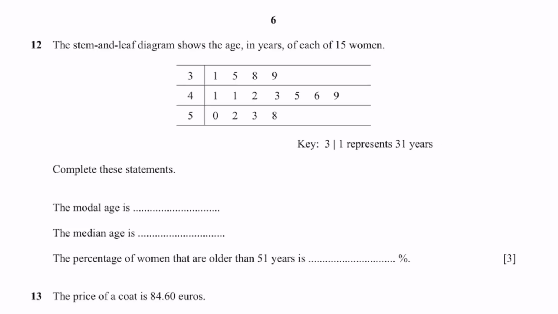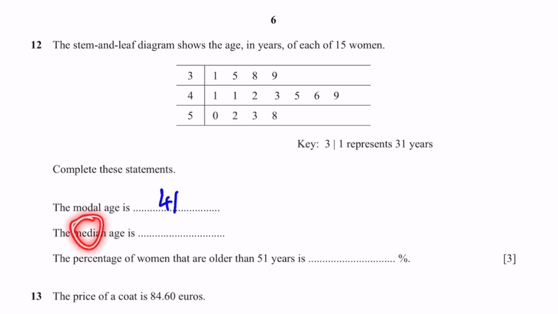Question 12. The stem and leaf diagram shows the age in years of each 15 women. Complete these statements. The modal age is dash. The median age is dash. And the percentage of women who are older than 51 years is dash percent. First of all, the modal age. This means the mode. And the mode means whichever is repeated most. 41 is repeated twice and there's nothing else repeated twice. So modal age is 41.